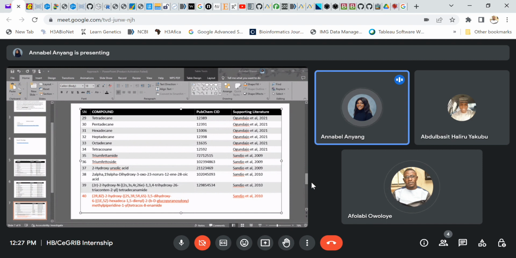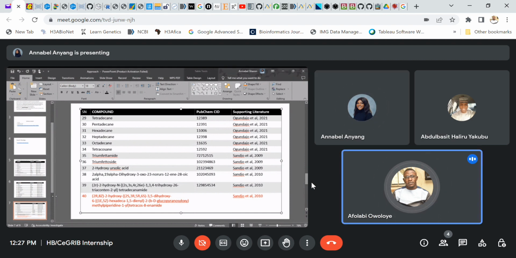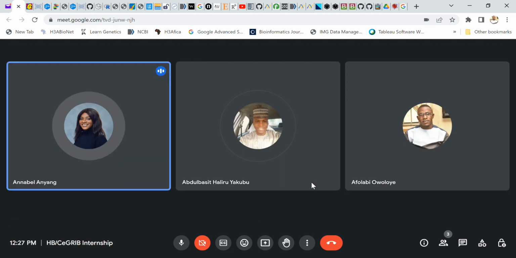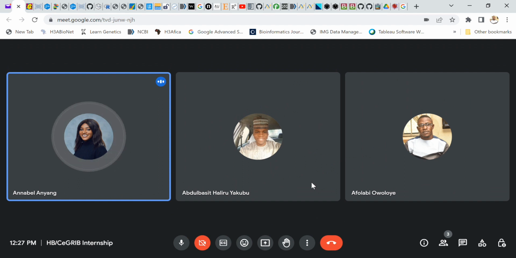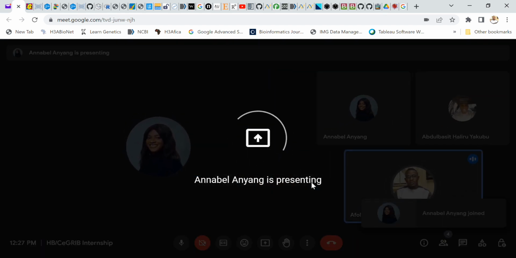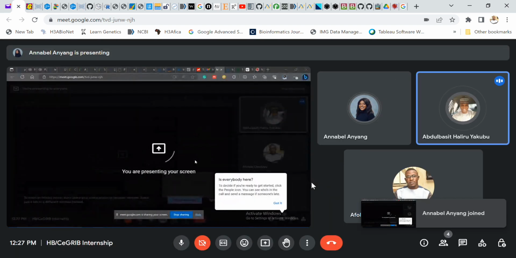I don't know if I have to. Am I still sharing? Oh, yes, you are. Before you do that, I hope you've harvested all these compounds. Let me stop sharing and share in a way that I don't need to keep sharing. Let me just share my entire window, entire screen. Can you see my screen now? Not yet. Is it visible now? Yes, it's coming up.